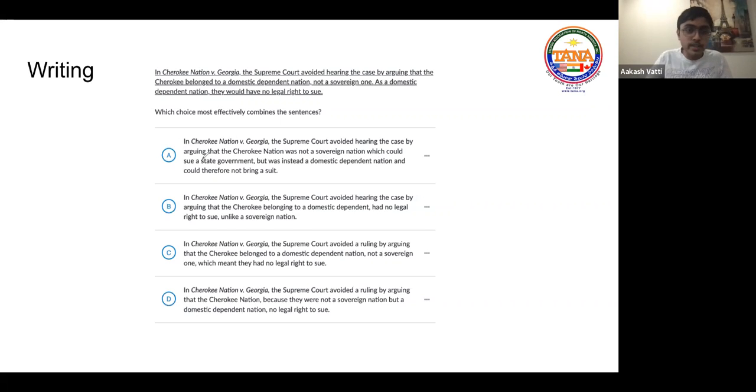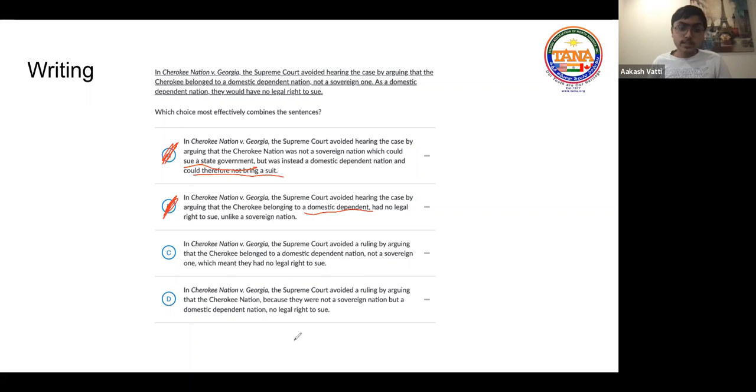So first of all, this just repeats that it can't sue a government, but then also repeats that it can't sue a government. Therefore, that's just redundant. A won't be the answer. For answer choice B, in Cherokee Nation versus Georgia, the Supreme Court avoided hearing the case by arguing the Cherokee belonged to a domestic dependent and had no legal right to sue, unlike a sovereign nation. We don't know what a domestic dependent is. It could be domestic dependent nation or it could be something else. That just changes what the original two sentences meant. Therefore, B isn't the answer.